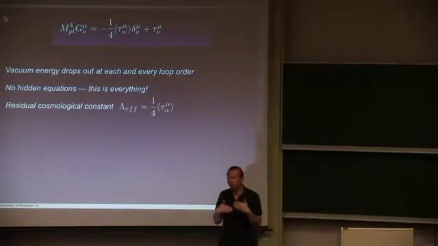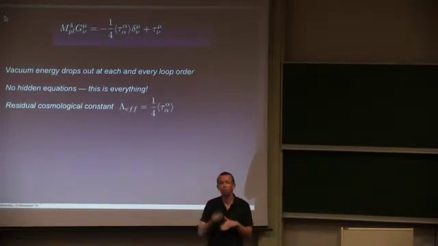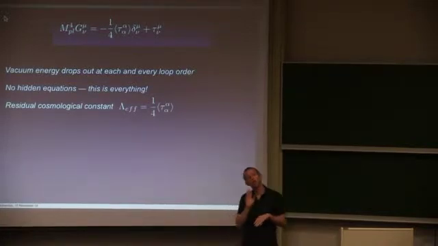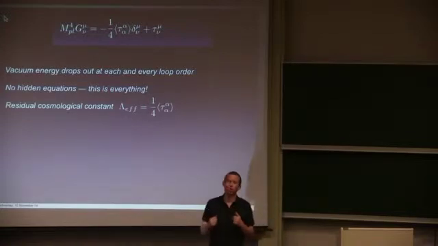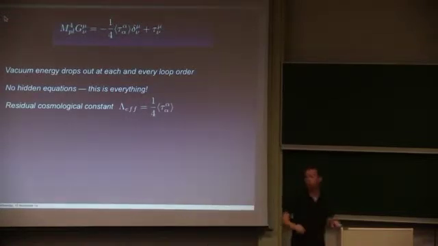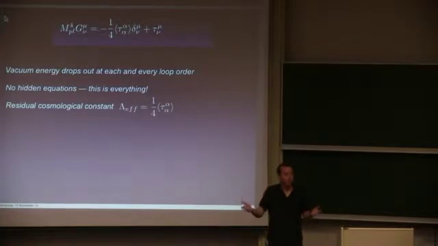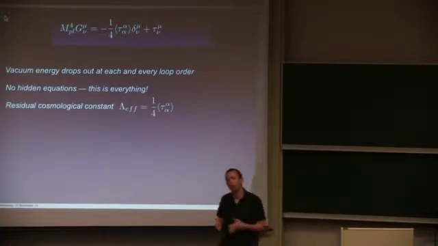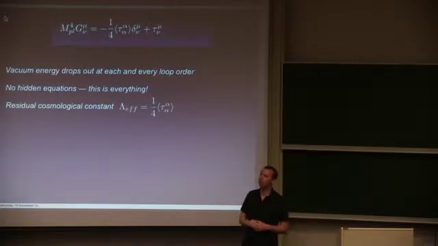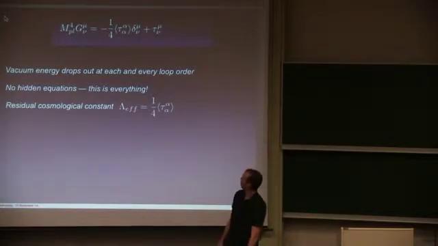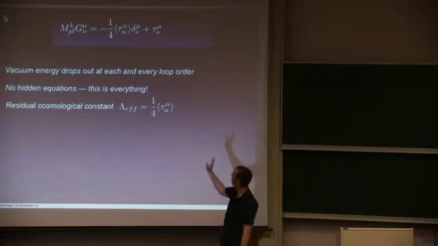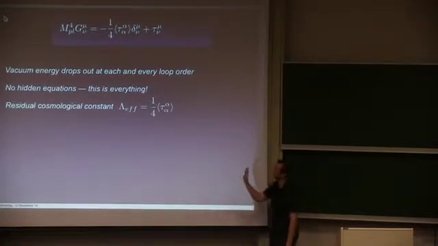This might seem reminiscent of unimodular gravity, but it is not the same. In unimodular gravity, there are hidden equations. Unimodular gravity, for those who don't know, is where you just take the traceless part of the Einstein equations. There it would seem the vacuum energy is also dropping out, but of course the problem is if you take the gradient and integrate up, lambda comes back as an integration constant. So there are no hidden equations here. This is everything. This is absolutely everything.